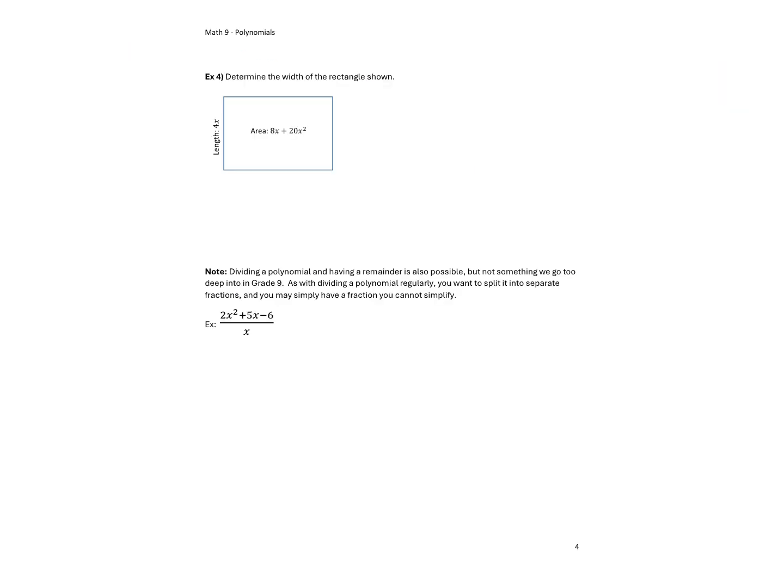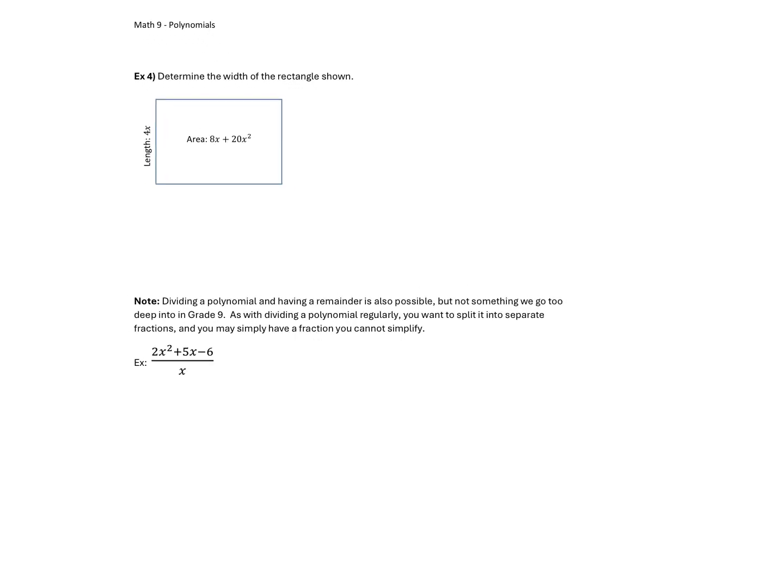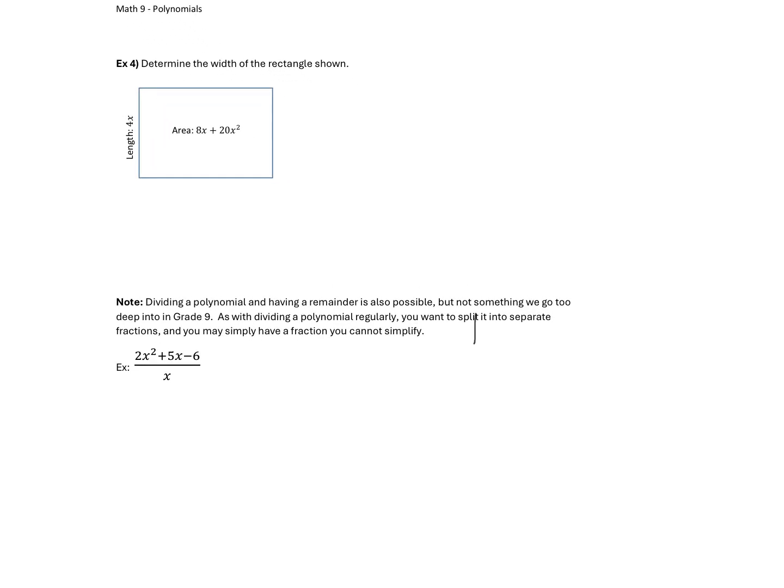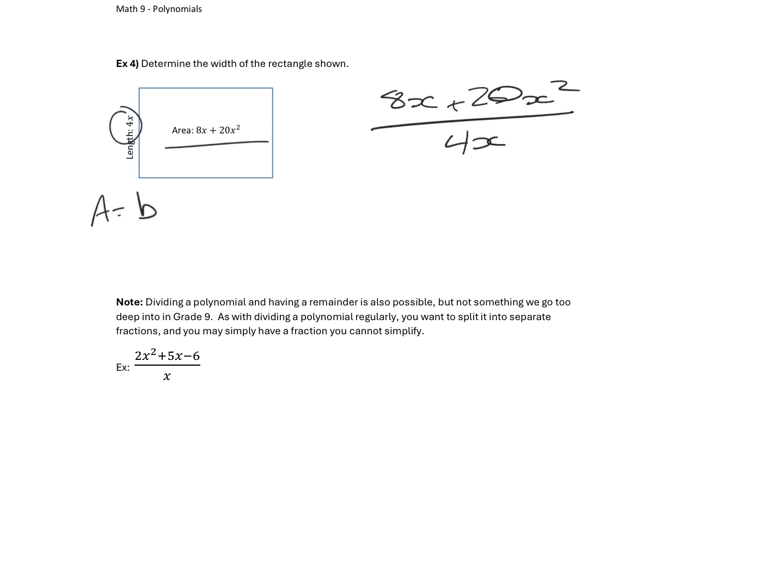All right, let's put it into context a little bit with one last question, and then I'm going to show you one final thing as well. So this is a context question. We have area, determine the width of the rectangle shown. So we have an area of 8x plus 20x squared and a length of 4x. So the area becomes my numerator or my dividend, and I'm dividing the whole thing by the length. Because remember, area is just base times height.